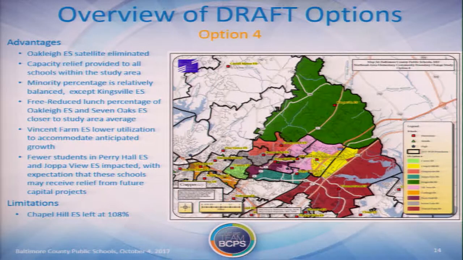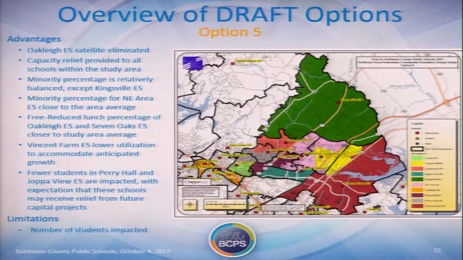Some of the limitations of this is Chapel Hill is still on the high side. It's at 108% in this particular option. So it is a little on the high side in this option. Option five is a little bit of a different look.